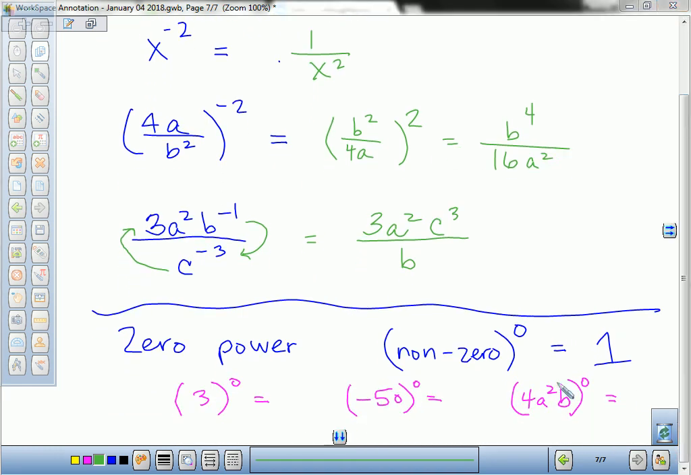All right, and the last thing I want to talk about is the zero power property, which says that anytime we have a non-zero number raised to a zero power, it is 1. It simplifies to 1. So 3 to the 0 is 1. Negative 50 to the 0 is 1. 4a squared b to the 0 is 1. Anytime we have a non-zero. 0 to the 0 power is, there's a special word for it, but it's not something that we have to find. It's indeterminate.